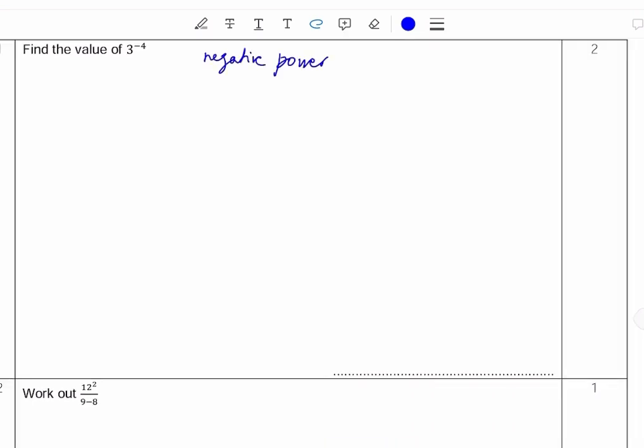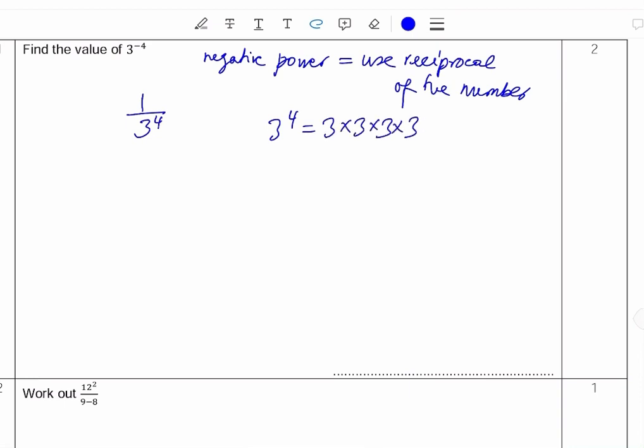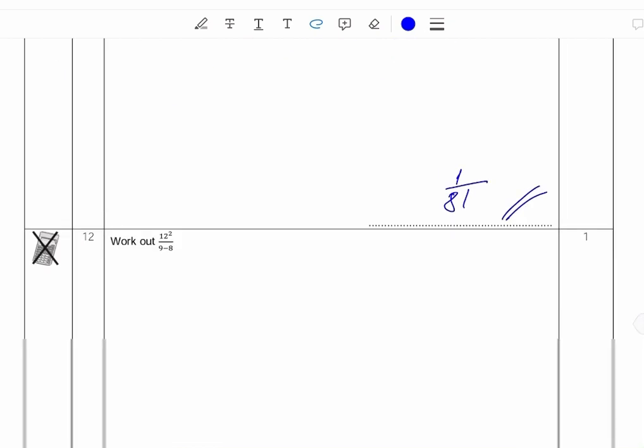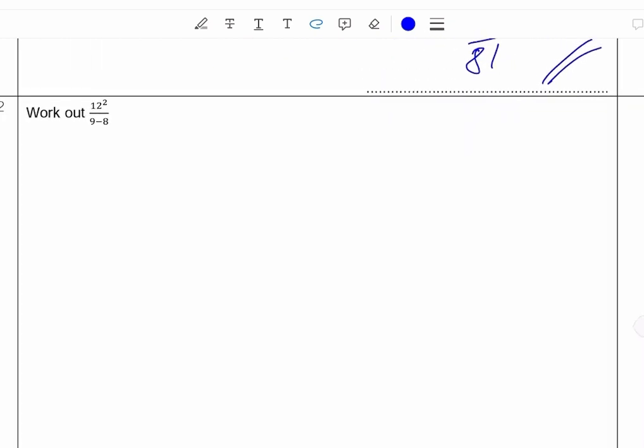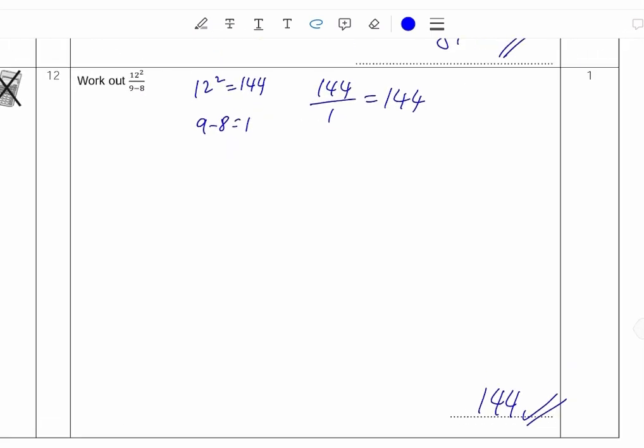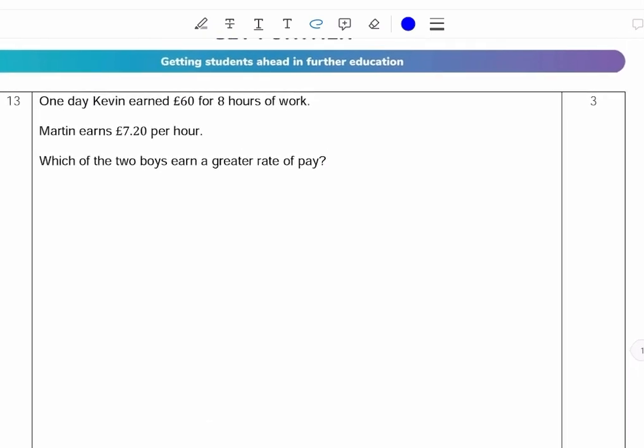We've got a negative index here, so negative means we're using the reciprocal of the number. 3 becomes 1/3, and then we're just using the positive power. 3 to the 4 means 3 times 3 times 3 times 3, that gives you 81, so the answer is 1/81. And here, just do the things in the right order. 12 squared is 144, divide by 1, you get 144 again.